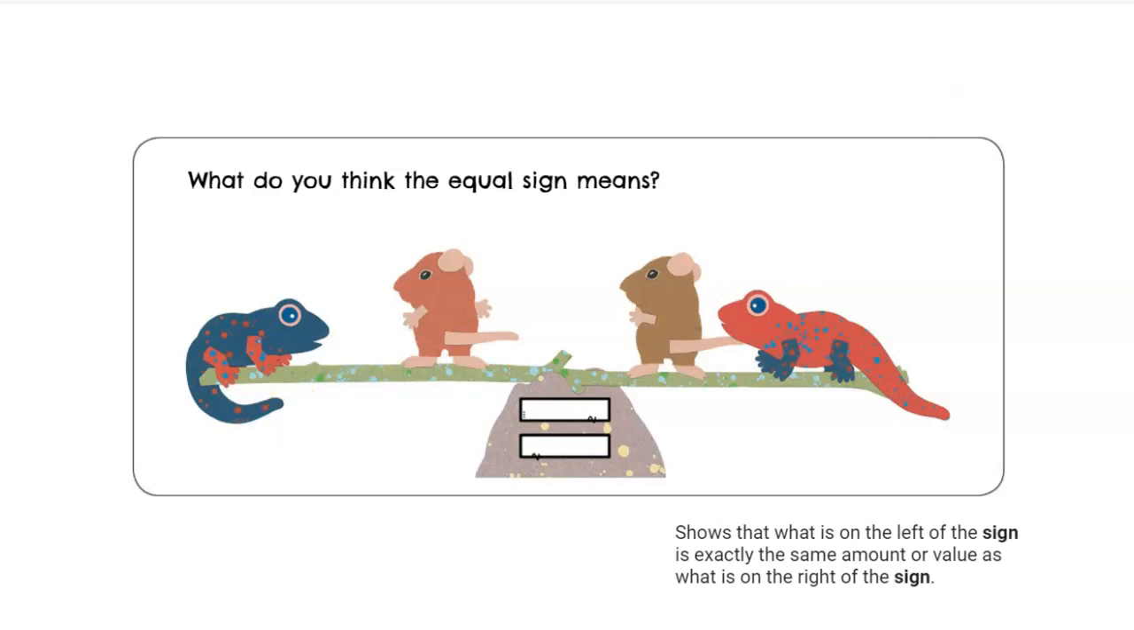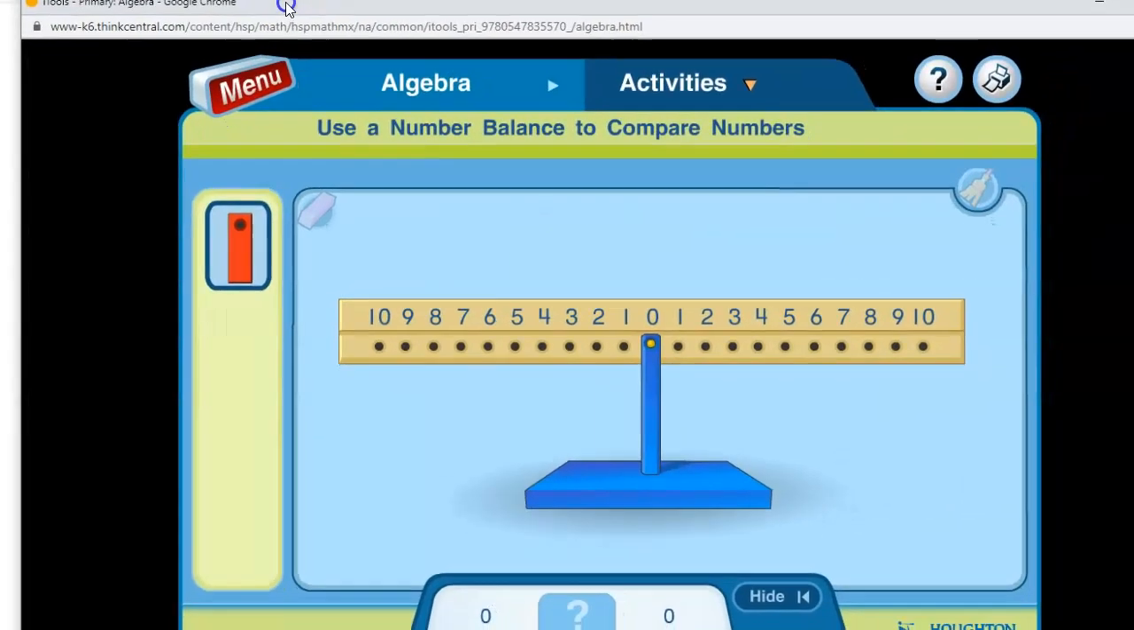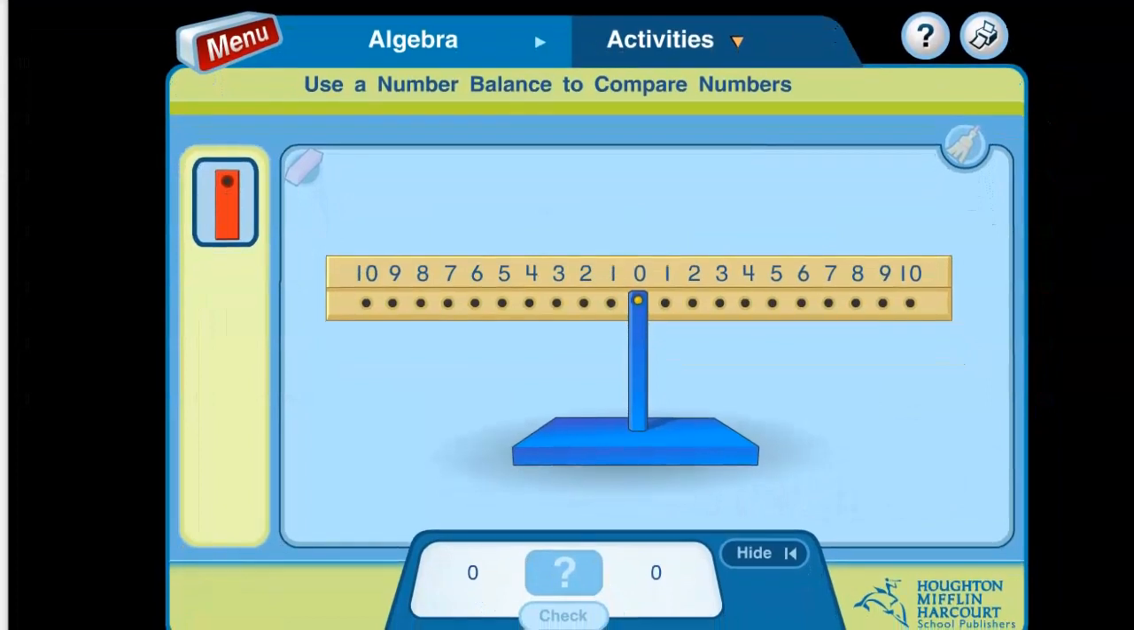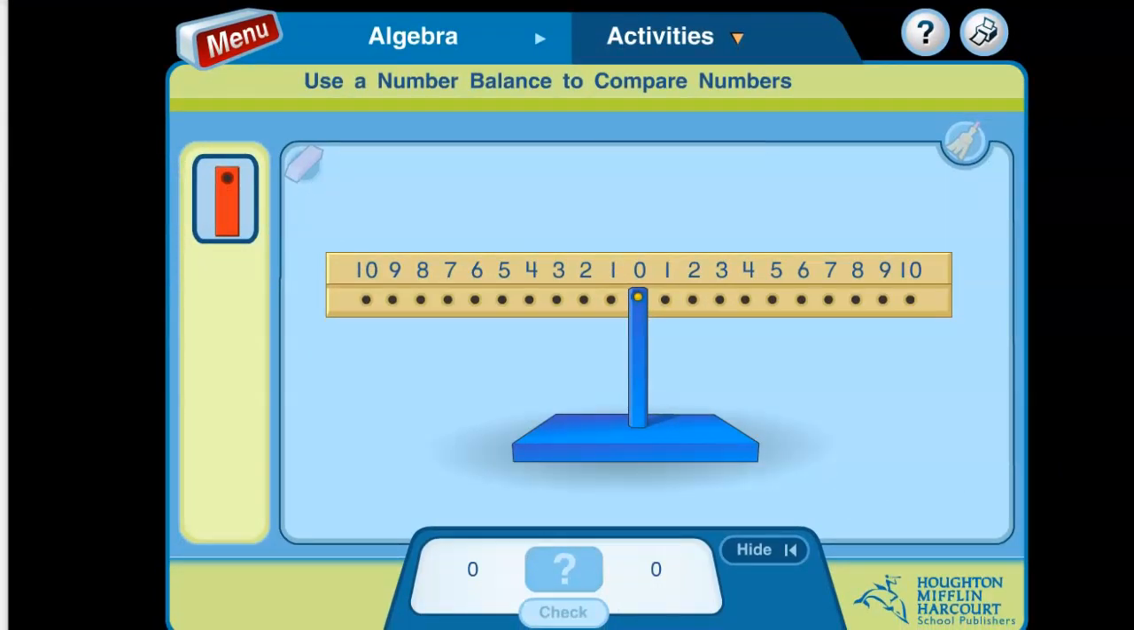In the story, A Balancing Act, you saw how the animals were balancing each other out. We're going to do the same, but we're going to use a number balance to balance numbers and balance equations. Because when we're adding and subtracting, we're also balancing equations.